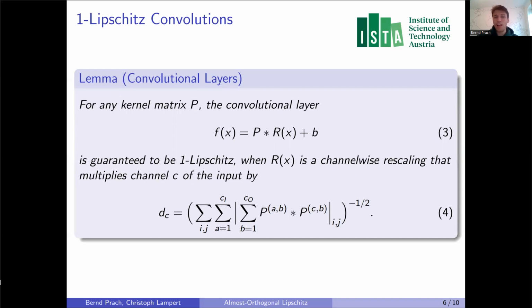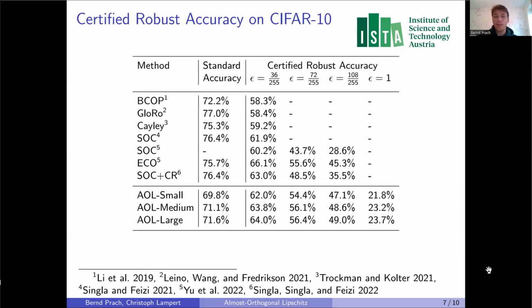We call our method AOL for almost orthogonal Lipschitz. We create networks using those AOL layers and compare them to related work by measuring the certified robust accuracy on CIFAR 10 and CIFAR 100. We reach competitive results. In particular, for our hyperparameter setting, we do perform well for higher maximal allowed perturbations, the measure which we deem more important.